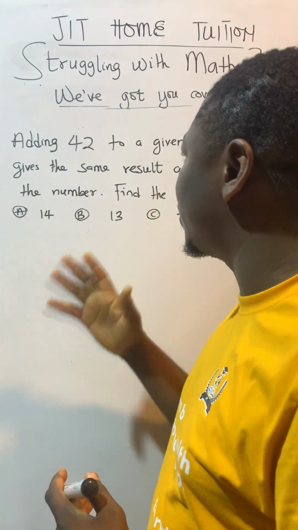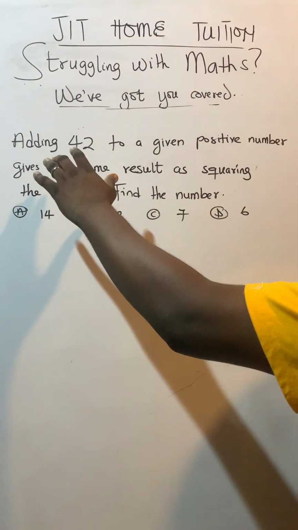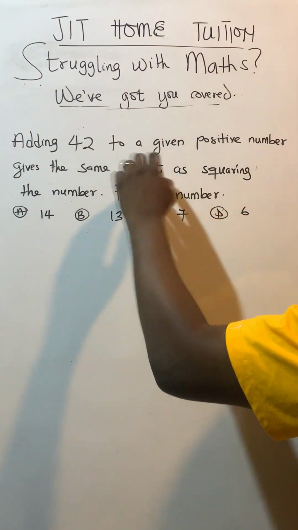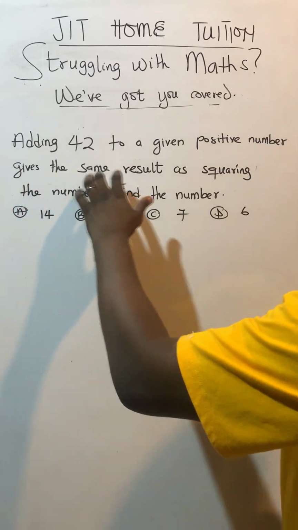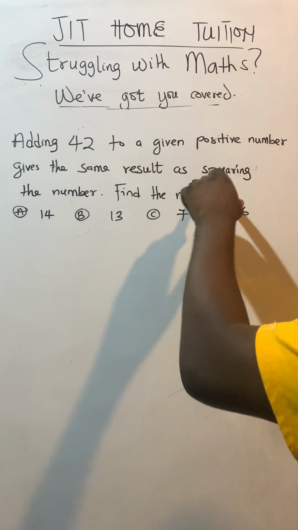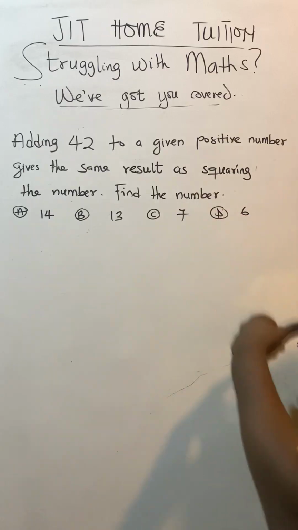Today we have this question on the board to solve. The question says that adding 42 to a given positive number gives the same result as squaring the number, and they want us to find the number.